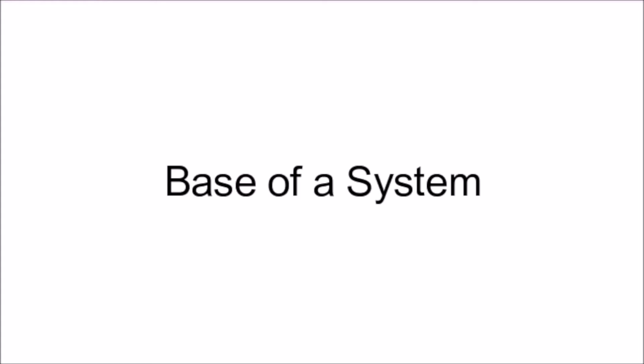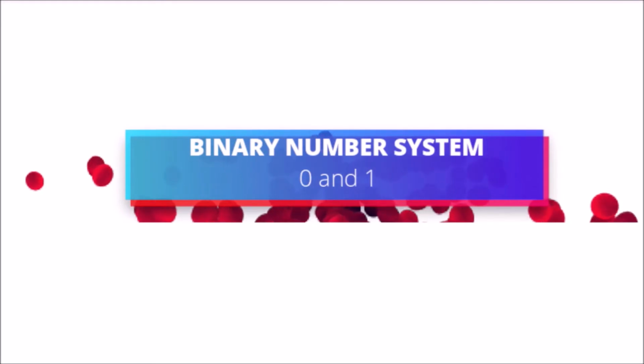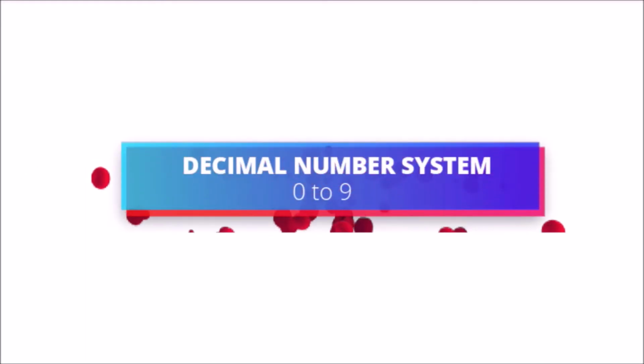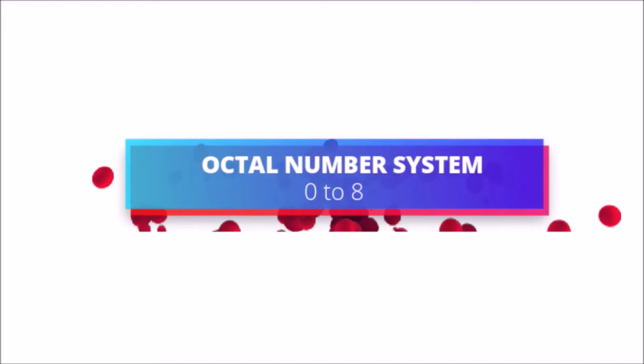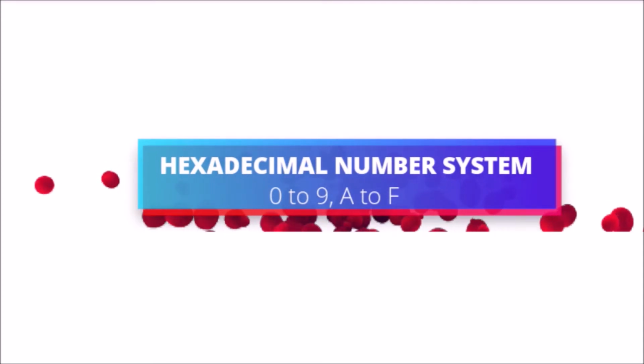Now before this, there is something known as the base of the system. For binary it is 2, for decimal it is 10, for octal it is 8, and for hexadecimal it is 16. This means that in binary there are only two numbers, that is 0 and 1. In decimal, there are 10 numbers from 0 to 9. In octal, there are 8, from 0 to 7. And in hexadecimal, there are 16, so it starts from 0 to 9 and then goes from A to F.